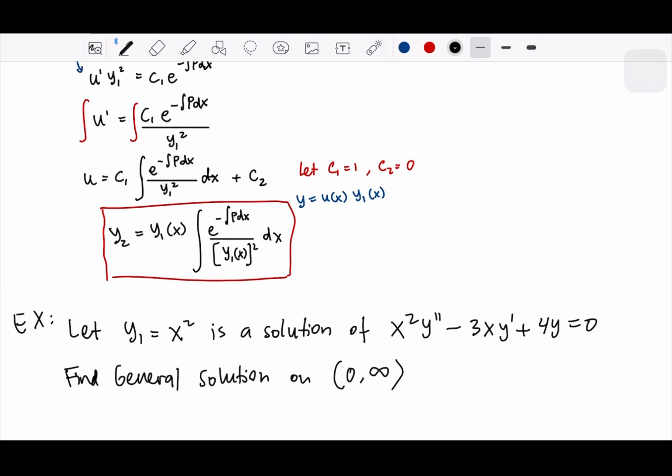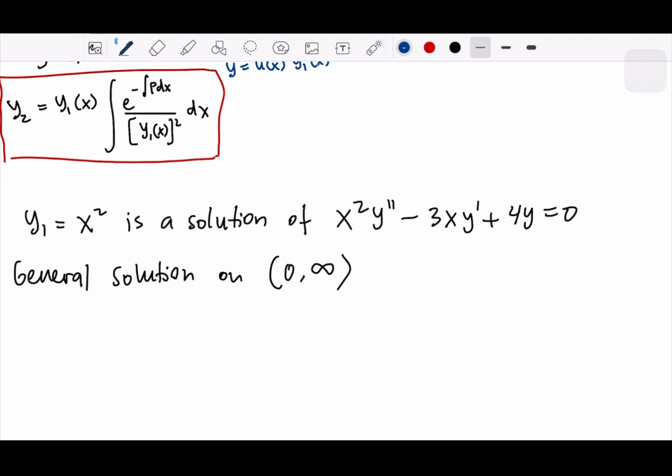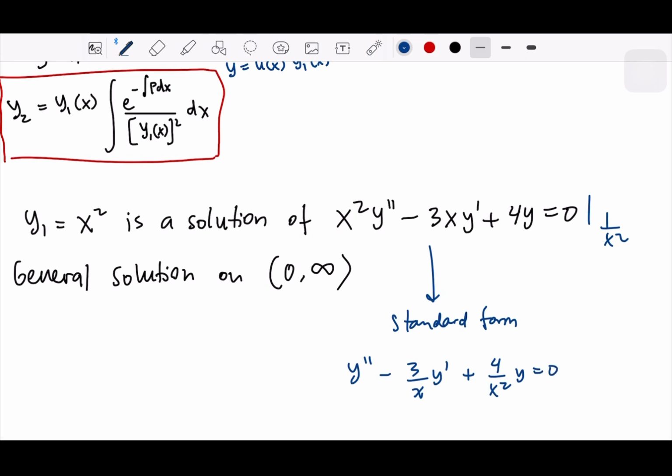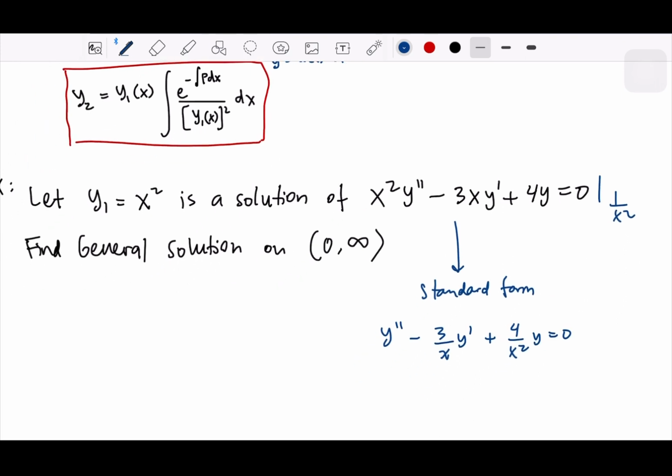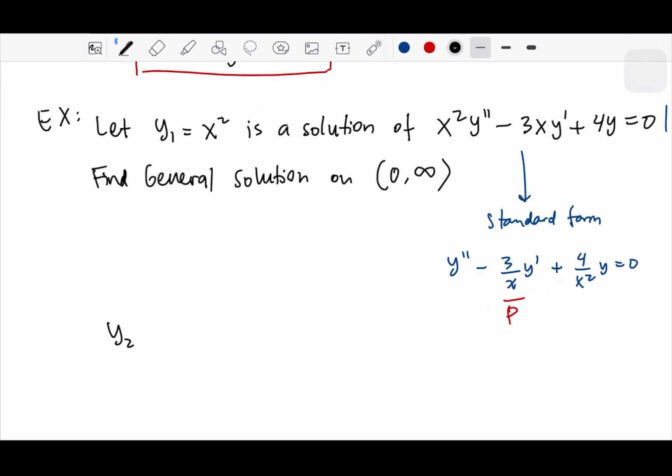So y1 is x squared, and then we find p from that structure. We write the standard form. We need to divide by x squared, right? So y double prime minus 3 over x y prime plus 4 over x squared y. So this will be p, right? This will be p.